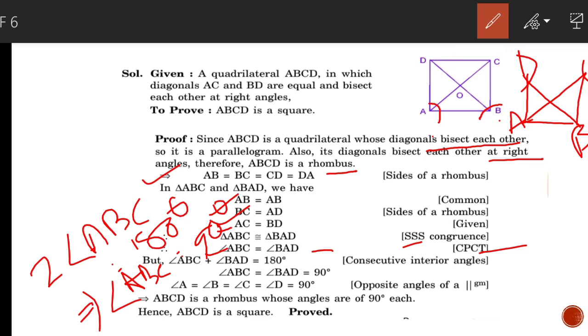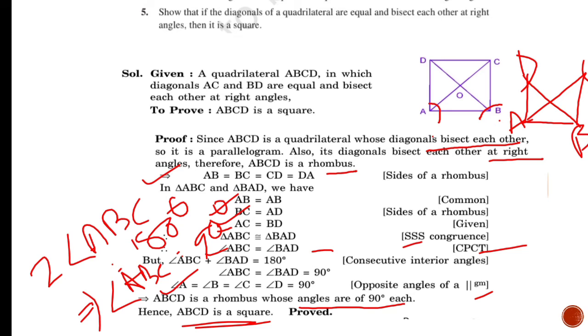Similarly, as it is a parallelogram, opposite angles are also equal, so altogether we get angles A, B, C and D are all 90 degrees. Therefore, first it was a rhombus and then we proved that the interior angle is 90, so hence the quadrilateral becomes a square. So this is our sum number 5.